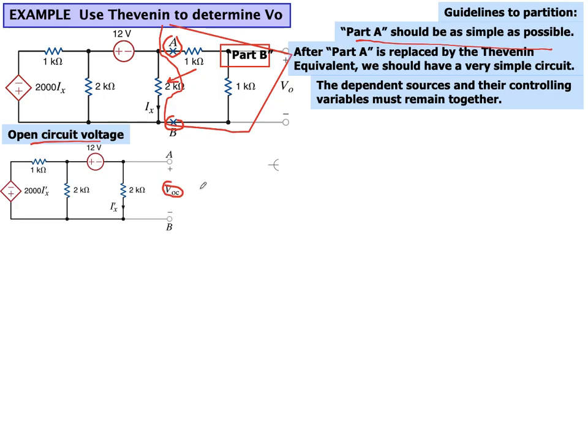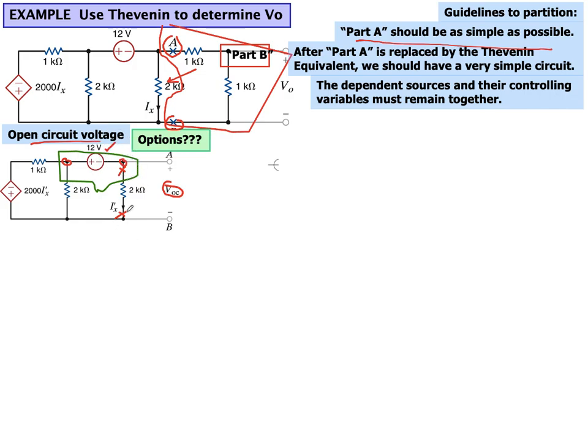So let's try and solve the open circuit voltage, which is nothing else but the voltage across this resistor. So let's solve this problem. If we look closely, we can see that this is a super node, because there is a voltage source connected between two non-reference nodes. So these are two non-reference nodes, and we have a voltage source in between.